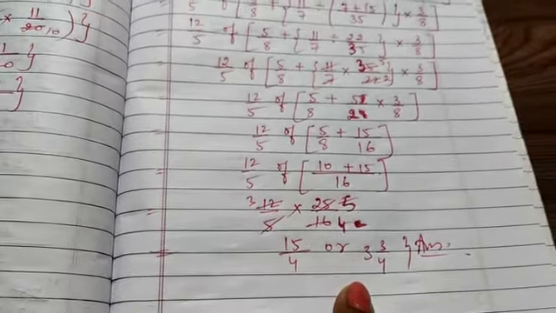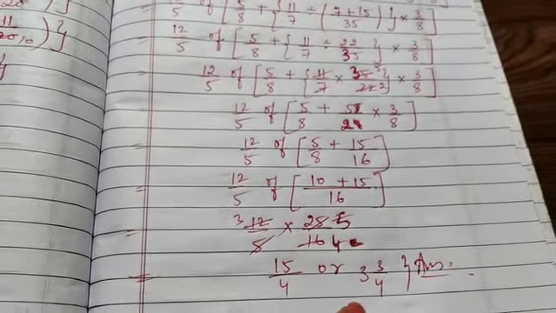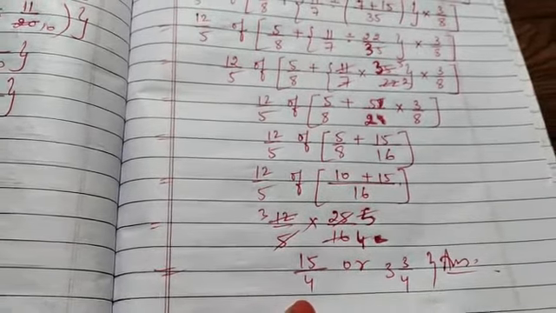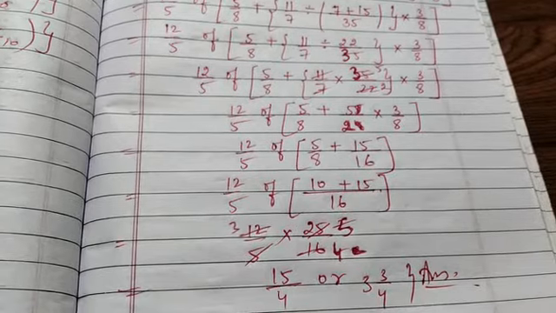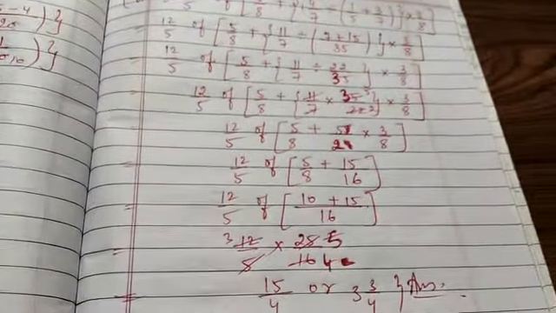It is your choice, class. If you want to write the answer in mixed fraction, you can write that also. If you want to leave it as improper only, you can leave that also. It is correct. If you leave 15/4, that is also correct. And if you write 3 3/4, that is also correct. So do not worry about this. You'll get full marks for both answers.